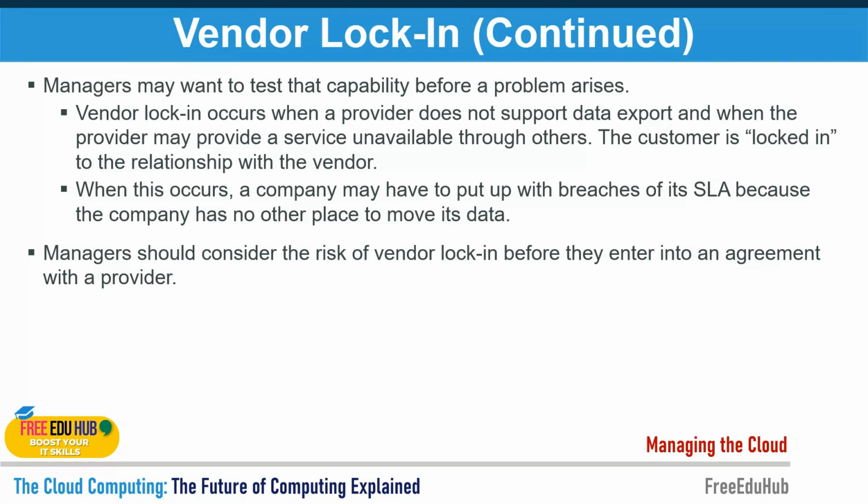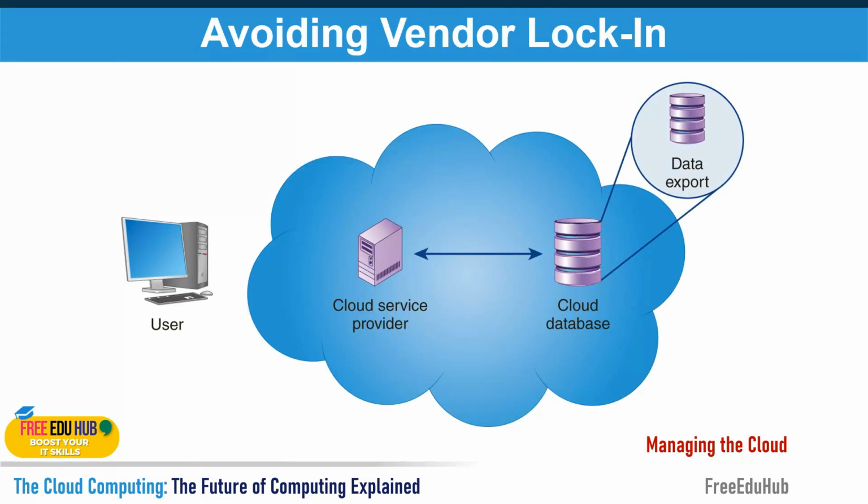So even if you don't have an issue with the cloud service provider, you must practice it once in a while, so that you are confident about how capable you are of shifting the services in case of a disagreement. Vendor lock-in occurs when the provider does not support data export, when the provider may provide a service unavailable through others, or the customer is locked in the relationship with the vendor. When it occurs, a company may have to put up with breaches of its SLA because the company has no other place to move to. Sometimes you need to even involve your lawyers to look into the situation in order to make sure that you are getting an excellent solution from the court of law. Managers must consider the risk of vendor lock-in before they enter into an agreement with the cloud service provider.